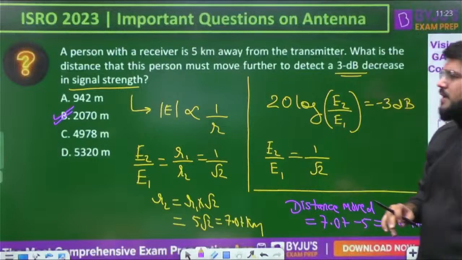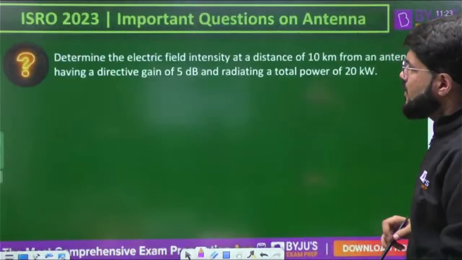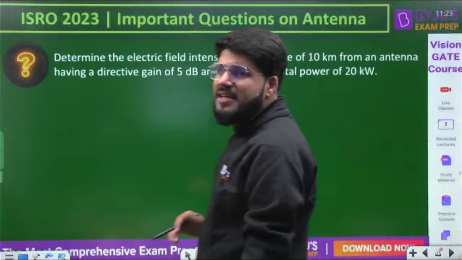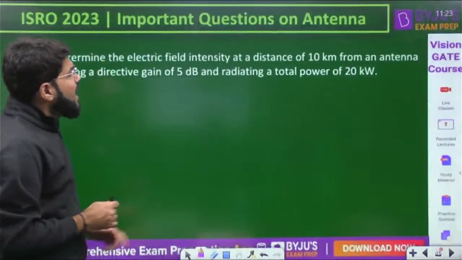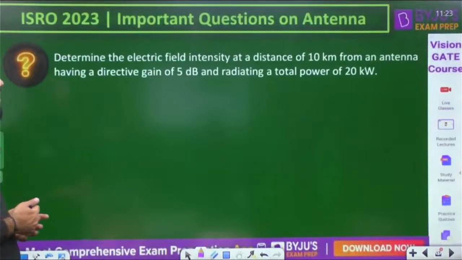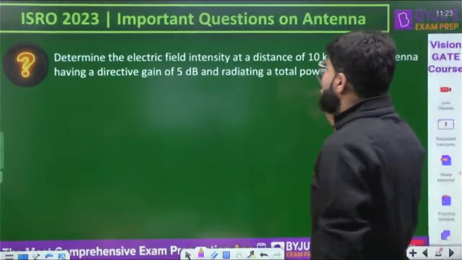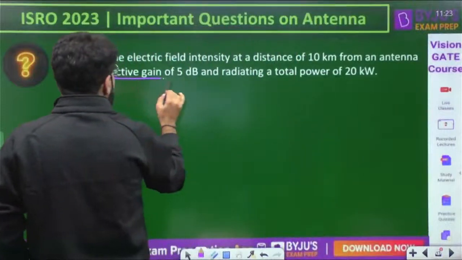Answer is B. Okay, next question done. Determine the electric field intensity at a distance of 10 km from an antenna having the directive gain of 5 and radiating a total power of 20 kilowatt. Okay, again a question relating to directive gain.